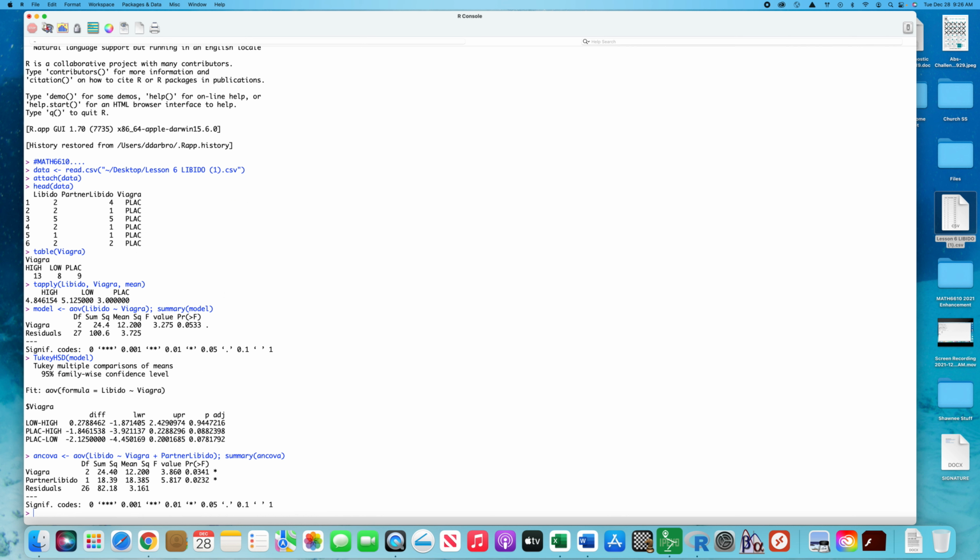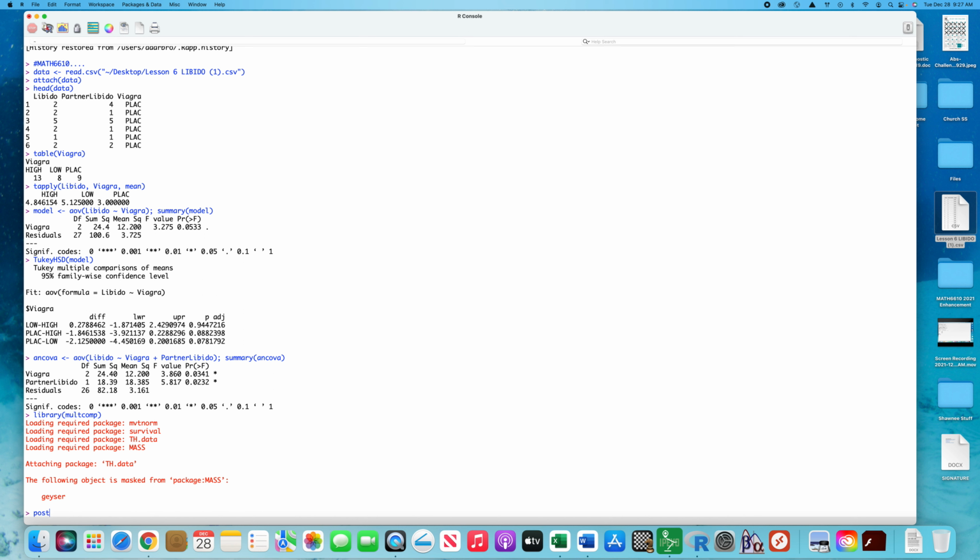All right, so look what happens. By entering in the partner libido, we can see that not only is the partner libido related to the subject's libido, but when controlling for the partner libido, we get a statistically significant difference at the Viagra dose level. So this is where we would want to look at the post hocs. So remember, we have to, what's it called, multi-comp? Multi-comp, yeah.